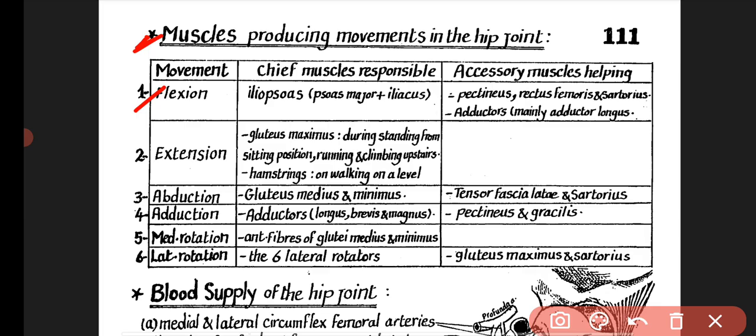Flexion: the chief muscle is iliopsoas, the psoas major and iliacus, and the accessory muscles are the pectineus, rectus femoris, sartorius, and adductors, mainly the adductor longus.